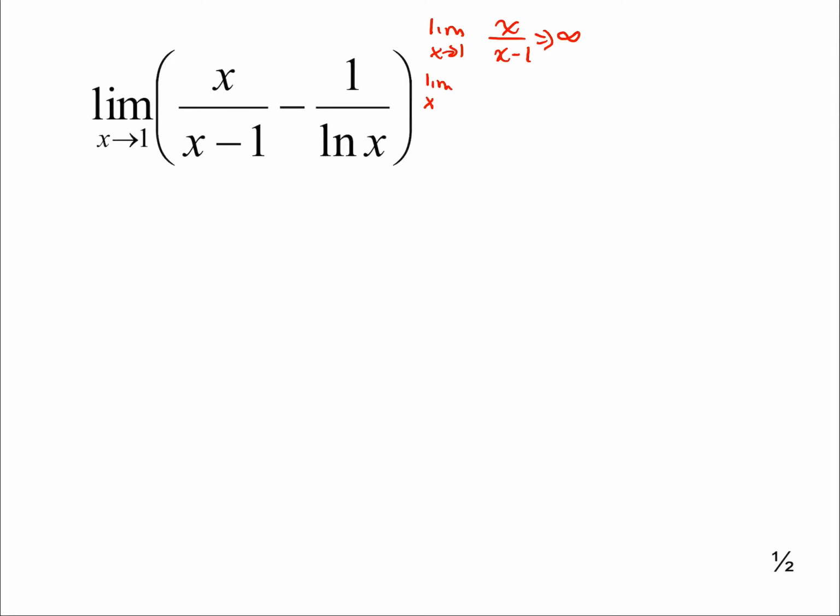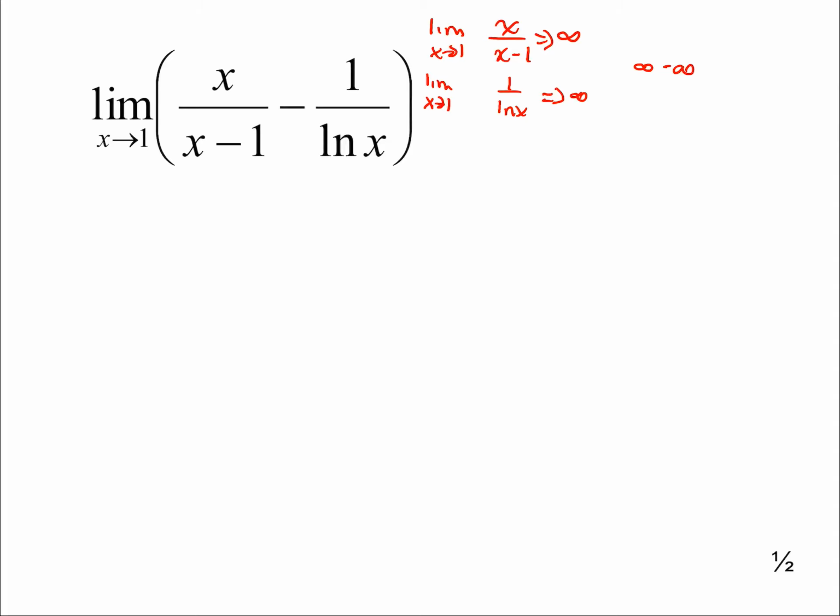We do the limit as x approaches 1 of 1 over natural log of x. Natural log of 1 is 0, so that one's going towards infinity as well. So we have infinity minus infinity, which is indeterminate. So we know if it's indeterminate, then we have to put it in the form of infinity over infinity or 0 over 0.